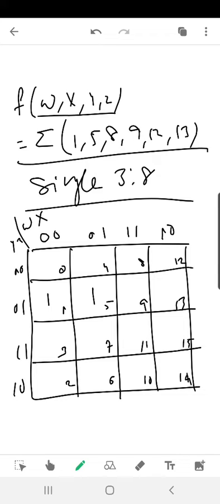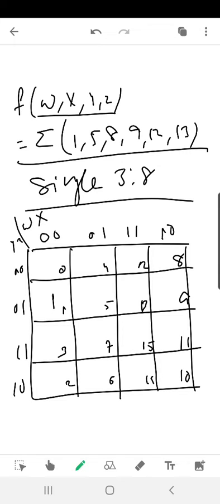Sorry, a mistake from my side. I have written the cell numbers incorrectly. Let me correct the cell numbers. That will be 0, 1, 2, 3, 4, 5, 6, 7. Then we will have cell number 8 here, 9, 10, 11, then 12, 13, 14 and 15.